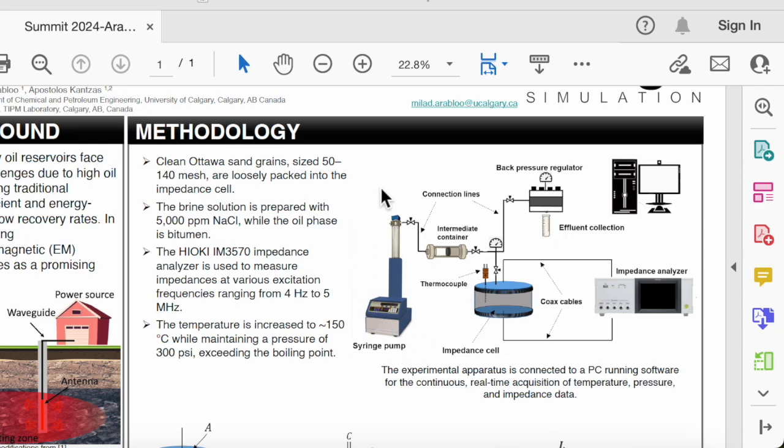A syringe pump is used to inject pore fluid stored in an intermediate container into the impedance cell. The impedances are measured at various excitation frequencies ranging from hertz to megahertz using an impedance analyzer. And the entire experimental apparatus is connected to a PC running software for continuous real-time acquisition of temperature, pressure, and impedance data.